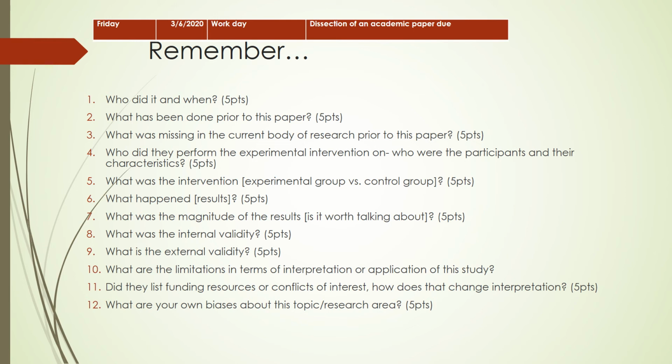Now, here's something I want you to know. This paper right here, your dissection of an academic paper, I already talked about what type of paper I want you to pick. So kind of a randomized control trial, done in humans, preferably having a control group and an experimental group, all of that. Here's the day that it's due. It's due on the 6th of March, so be aware of that. It is due that day.